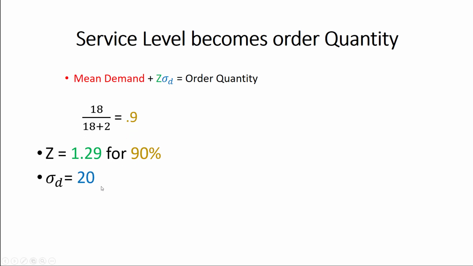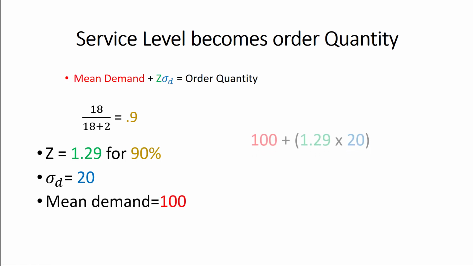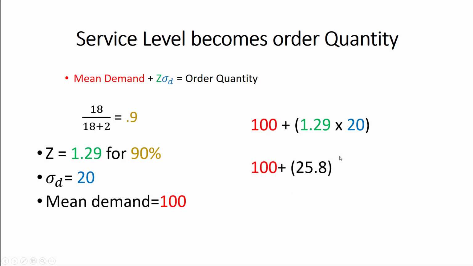Our standard deviation of demand is going to be 20, and our mean demand is going to be 100. So then we have our mean demand 100 plus our safety stock, which is 1.29 times 20. We do some quick math, and we come up with our order quantity of 125. So in an average year, we sell 100. Half the years we sell more than that, half we sell less.